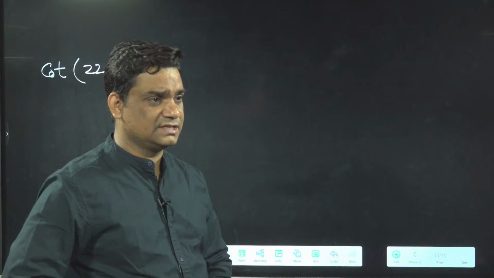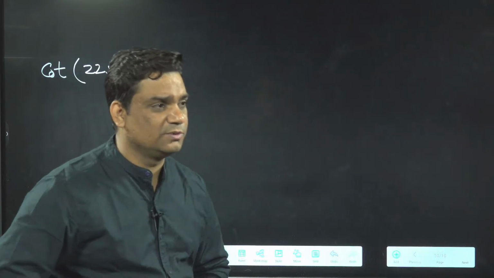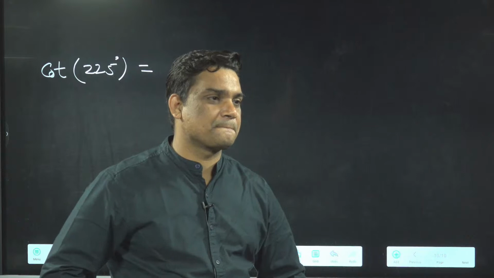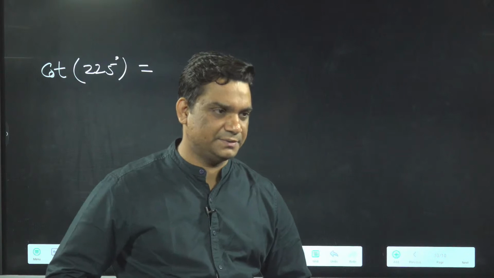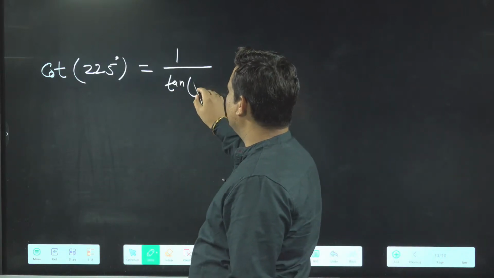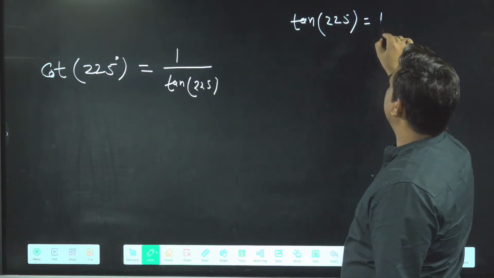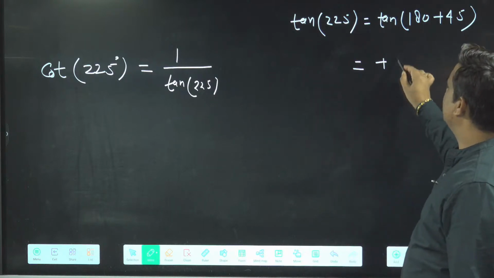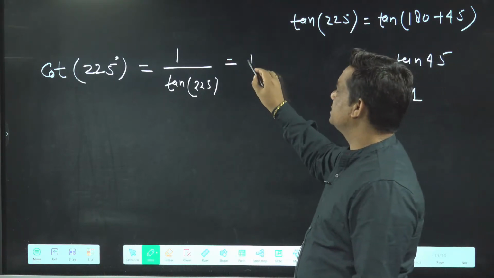Priyanka gave the first answer, then Aswak, then Aishwarya, then Abhinay, then Shreya. Now so many people are giving answers, I cannot say all the names here. The answer is plus 1, because I will just write here 1 by tan 225, so my main target is tan 225. Tan 225 is going to be tan of 180 plus 45. This becomes plus tan 45, that is nothing but plus 1. So this value also becomes plus 1.